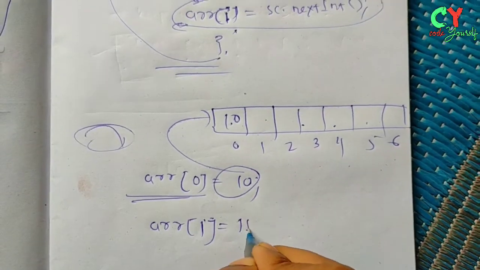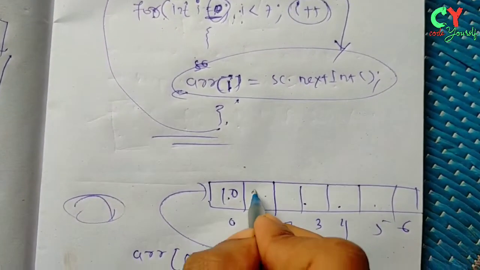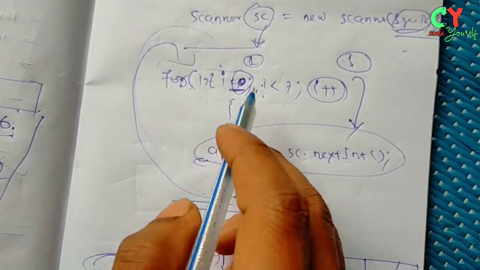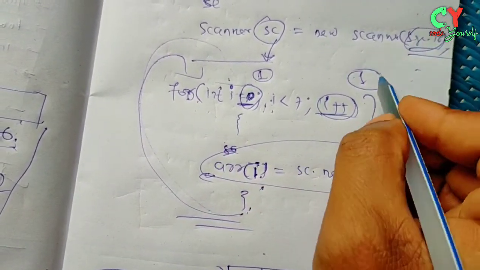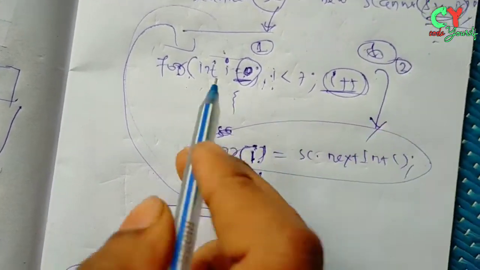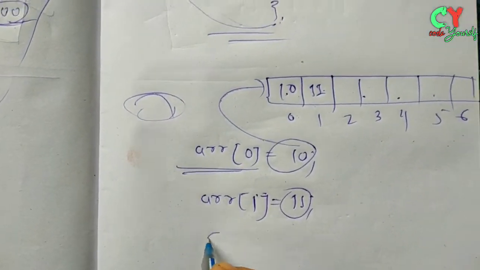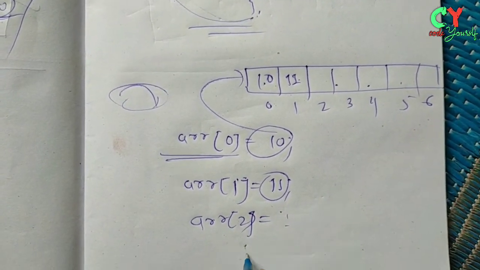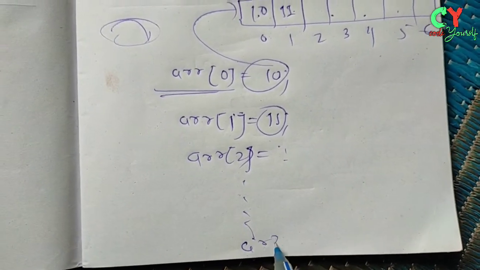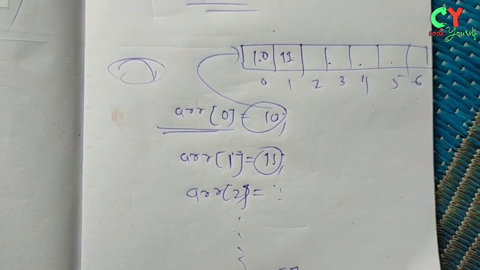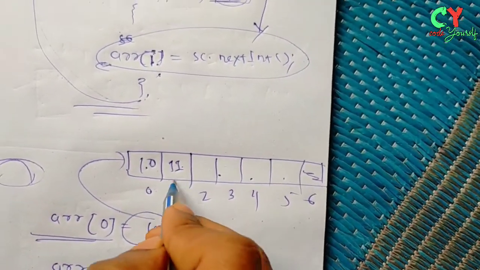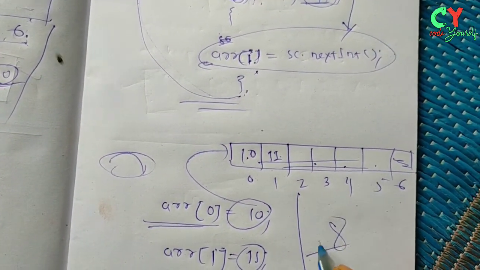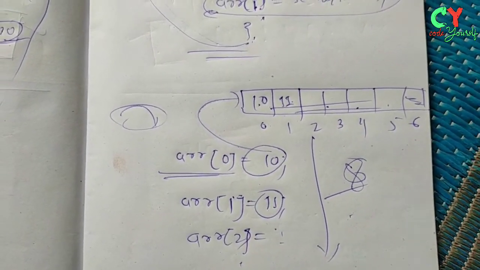Let's give another value. This 11 will be stored here. Like this, the loop goes on again and the value is incremented by 1. Now it becomes 2. Next, arr of 2, here some value. Like this, up to arr of 6, here will be some value. Understood how by a for loop we can take user input in an array.